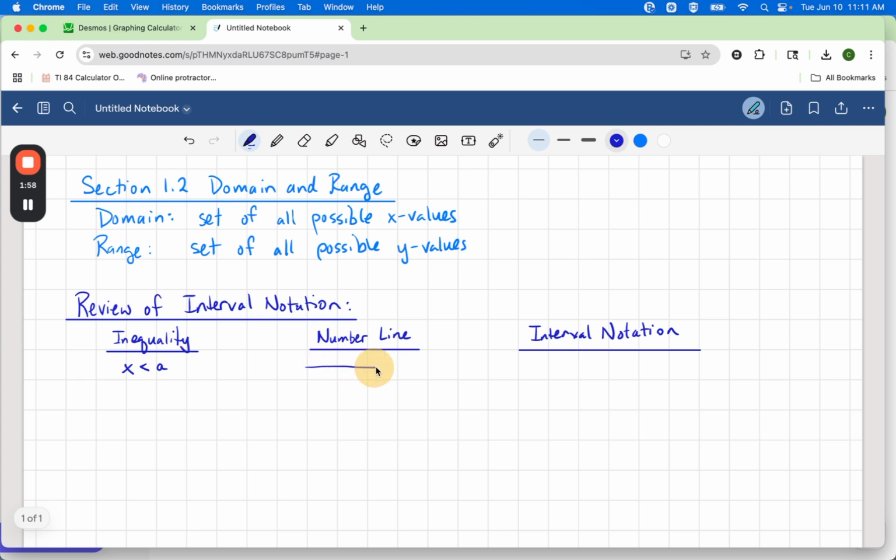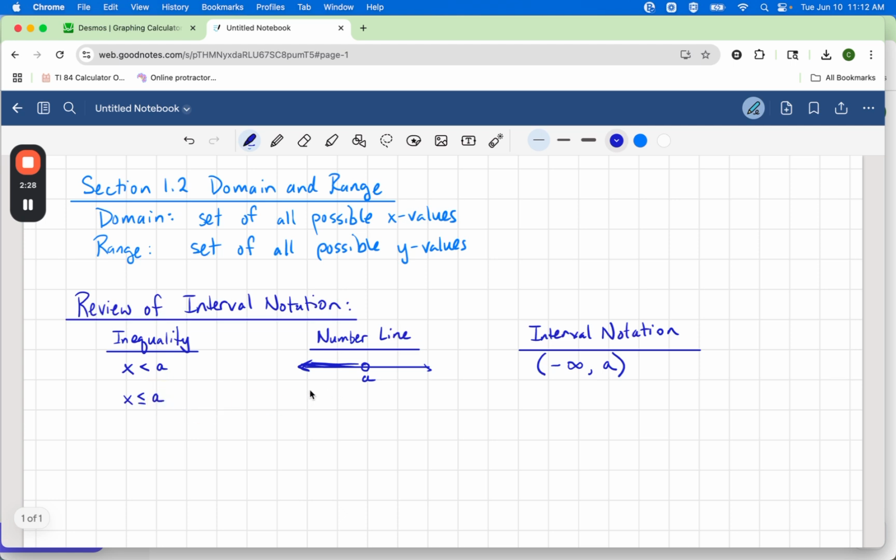So x is less than a on a number line. You have an open circle at a, and all the values to the left. That's x is less than a. In interval notation, this arrow points at negative infinity, so my interval notation is negative infinity, comma a. The infinities always have parentheses. Less than a, so we have parentheses.